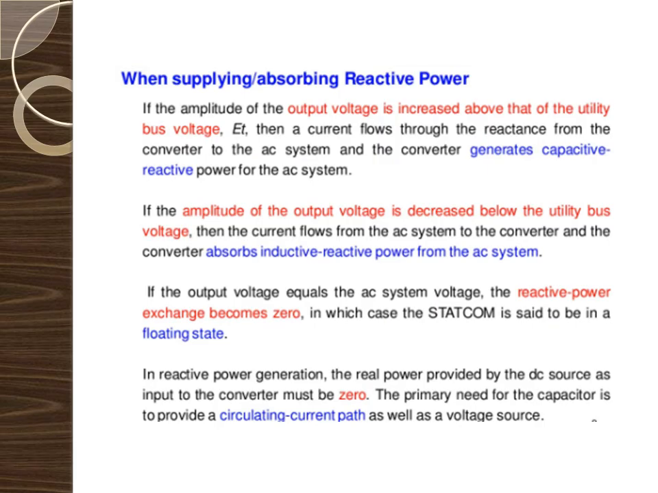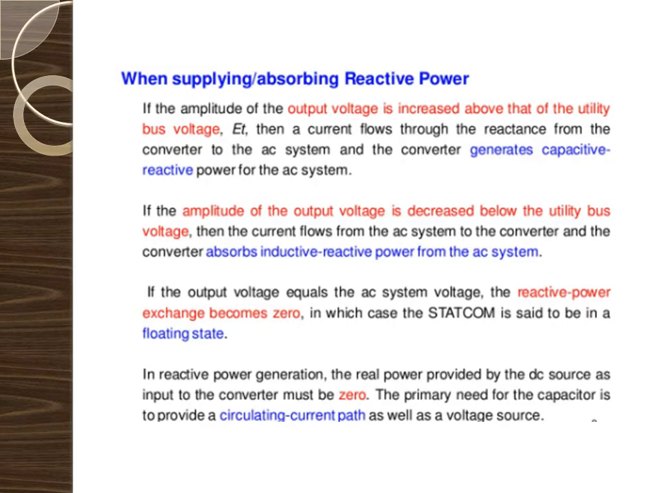When the amplitude of the output voltage is increased above the utility bus voltage ET, the current flows through the reactance from the converter to the AC system, and the converter generates capacitive reactive power for the AC system. If the amplitude of the output voltage is decreased below the utility bus voltage, the converter absorbs reactive power. If the output voltage is equal to the AC system voltage, the reactive power exchange becomes zero. For reactive power generation, the real power provided by the DC source as input to the converter must be zero.